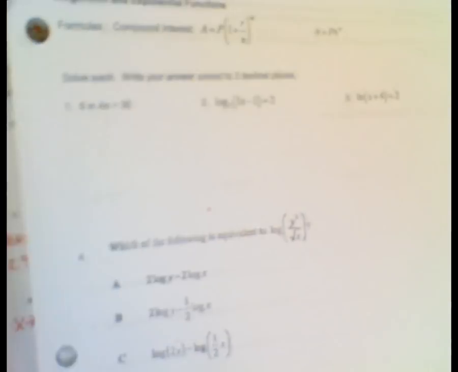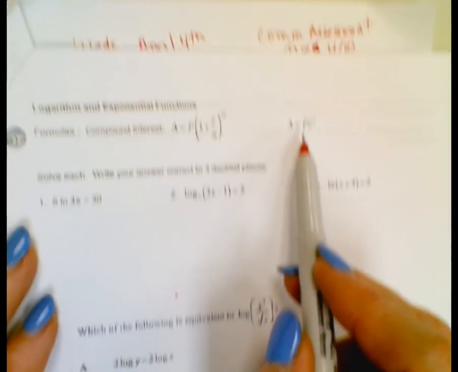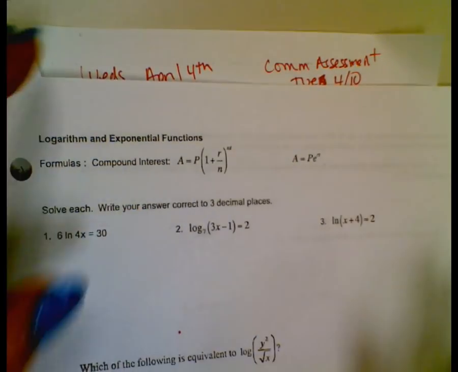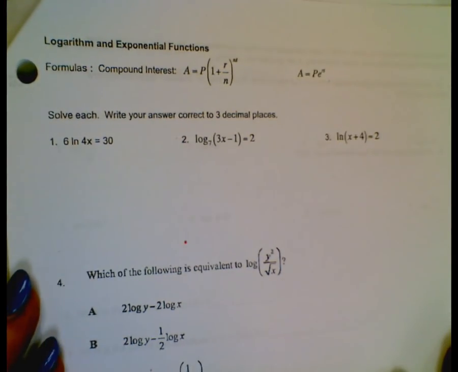Second page. So they give you some compound interest formula and some continuous ones, but these are not even on this sheet. So I don't think you're going to have to worry about those. Maybe you are. I don't know. Maybe on the test you have to. I don't think so, though.